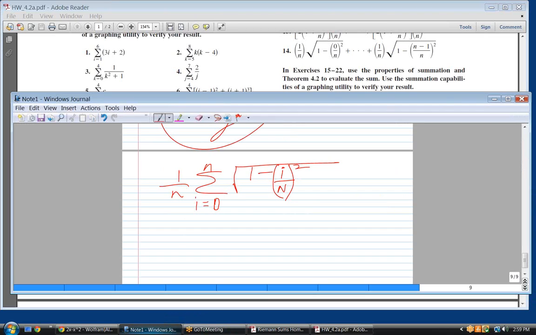Now, let's take this 1 over n and put it back inside like that. I'm a little more comfortable with that. But this appears to be what it is. Ooh, what's the problem with what I just did? 1 over I to the... No, there is no problem with it.